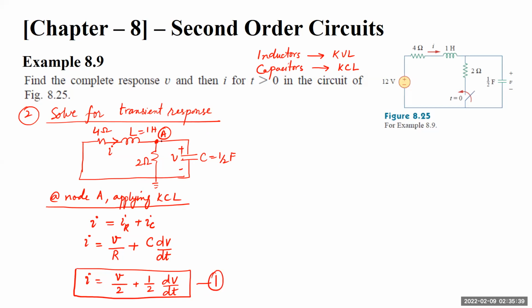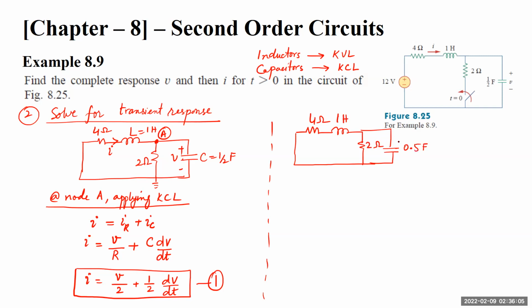So now we have applied KCL. Now what do we have to do? We can see again, drawing the circuit for convenience. What we see here is 1 Henry, 4 ohm, this is 2 ohms, and this is 0.5 Farad with plus minus V. So this is our loop 1, L1. You can call it loop 1.